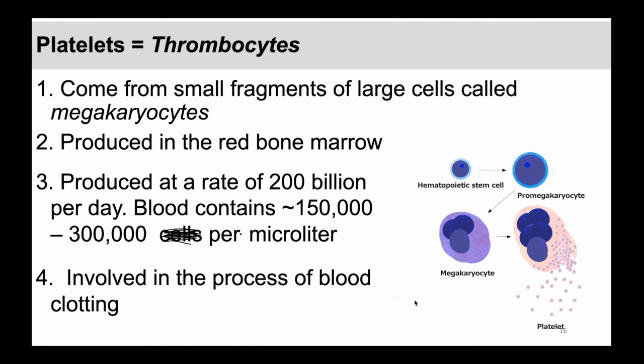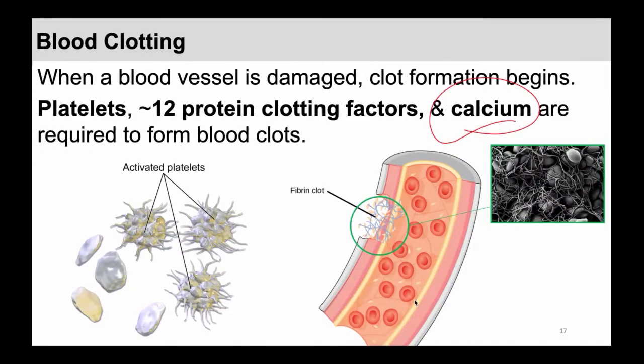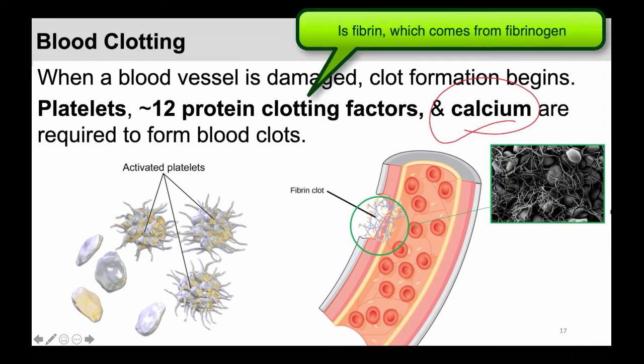And those guys are the ones involved in blood clotting. When blood vessels are damaged, that's the stimulus for blood clot formation. And in order for a clot to form, you need platelets, you need roughly 12 different proteins that are clotting factors, and calcium ions.